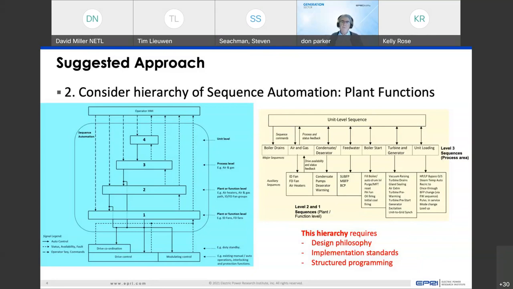So when we're thinking about AI systems, whether it's sequence automation, which was just an example, or whether it's modulating controls or human factors in terms of operation, or whether it's how an alarm system's going to work, we have to think of it in terms of integrating within existing philosophies of operation rather than adding on as a feature or an app.